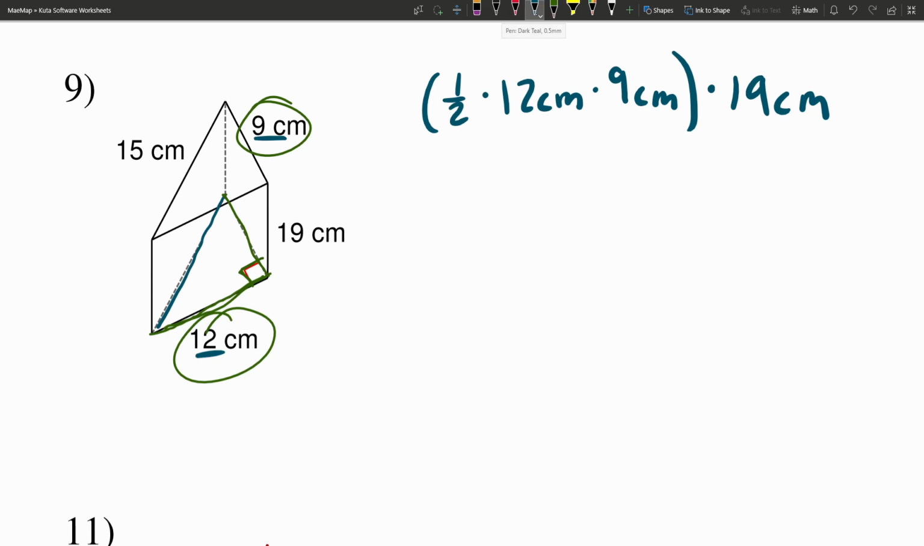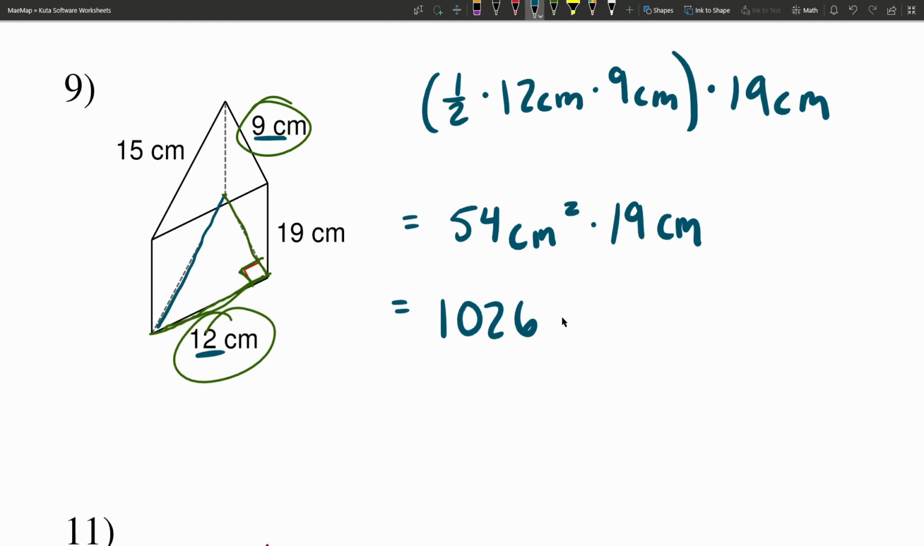So let's calculate this out. 1/2 times 12 centimeters is 6 centimeters, and 6 centimeters times 9 centimeters is 54 centimeters squared. So that's the area of our triangular base, and we multiply that by our height of 19 centimeters. 54 times 19 is 1,026, and that's going to be centimeters cubed. Don't forget your units when talking about area or volume.